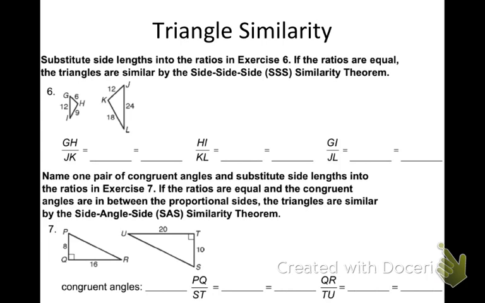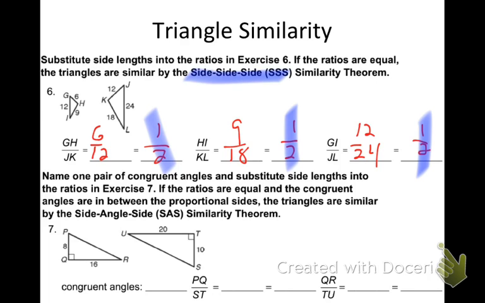All right, let's look at number 6 here. GH over JK. GH was 6, JK was 12, and that simplifies to 1/2. HI over KL, what is that one, Camden? And that simplifies to? And what about GI over JL? What's that get me, Bryce? And that simplifies to 1/2. So all of them are the same proportions, giving me the side, side, side similarity theorem.